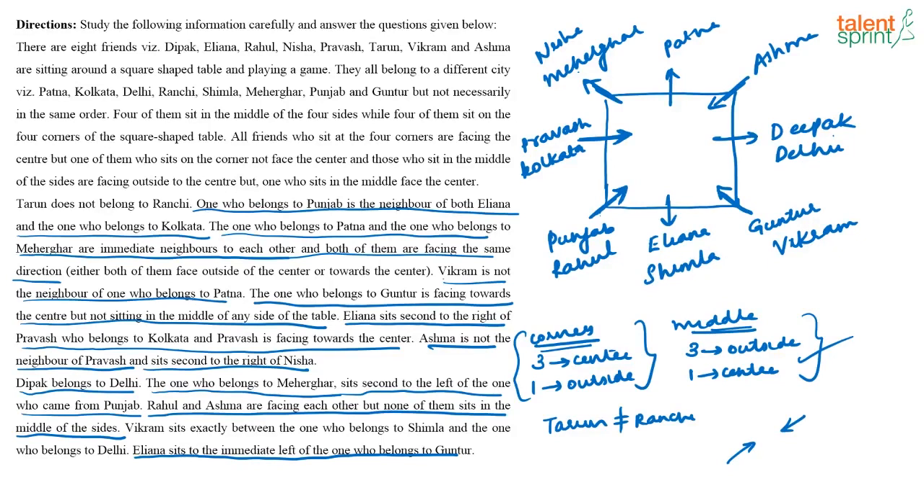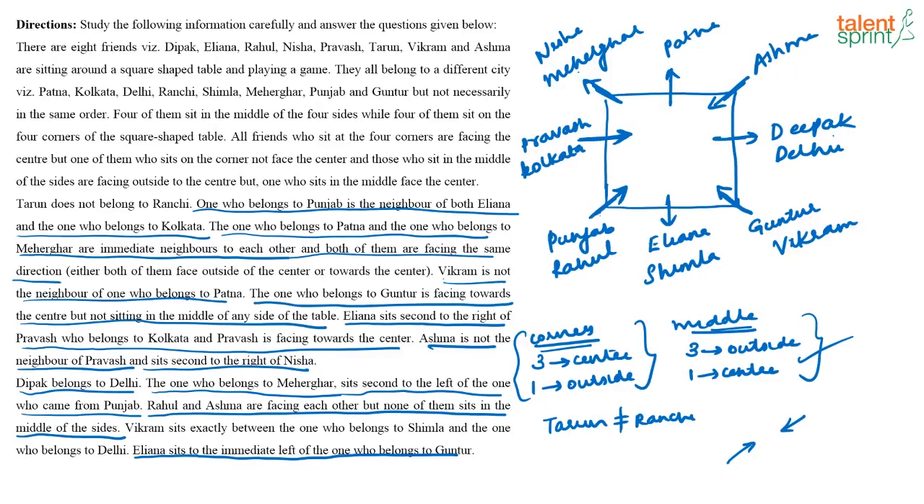I hope this part was clear. See, they had mentioned that Vikram is not a neighbor of Patna. Already close to Patna, I have fixed the two other people. Neighbors of Patna we had fixed. Now, what we should do is, we should fix Deepak where he belongs. Deepak is from Delhi. The only vacant space where I can put a person is here. So this has to be Deepak Delhi. That means this has to be Vikram and this has to be Shimla. Now, we are left with these two places, right?